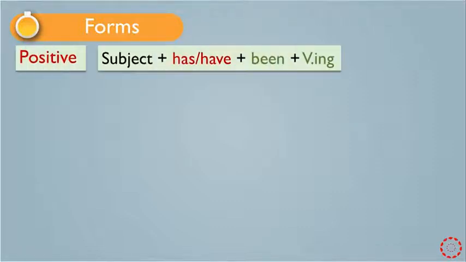And what are the forms of present perfect continuous? We start from the positive form. Look, this is the positive form of present perfect continuous. We have the subject at the beginning, and then we have has or have. After them, we have been plus verb-ing. It means we use the ing form of the verb.